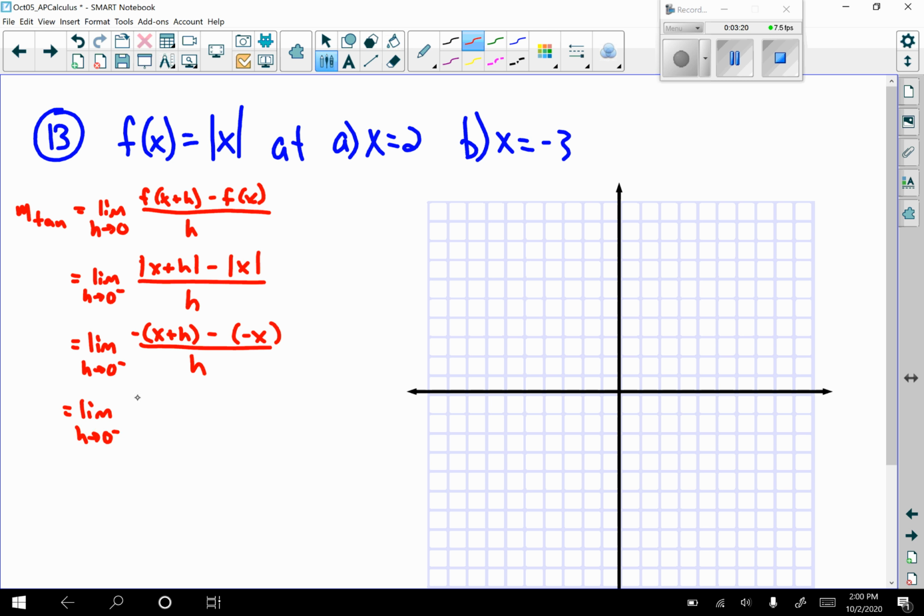If we were to expand this, we're going to get negative x minus h plus x, all over h. The x's are going to cancel out, and then we're left with negative h over h, which is going to give us a negative 1.